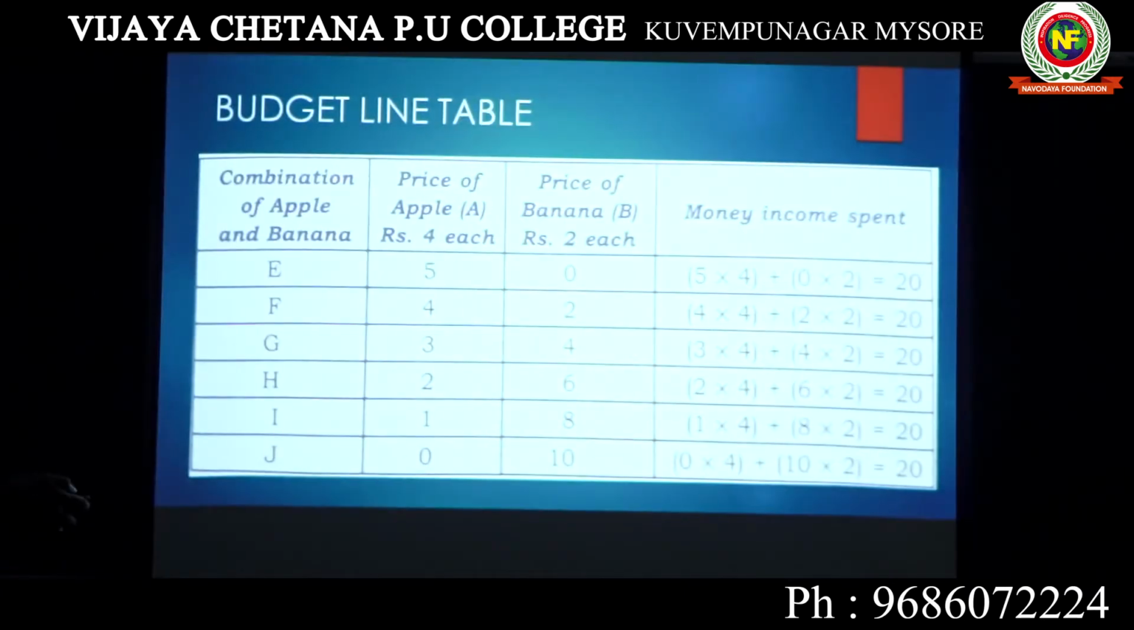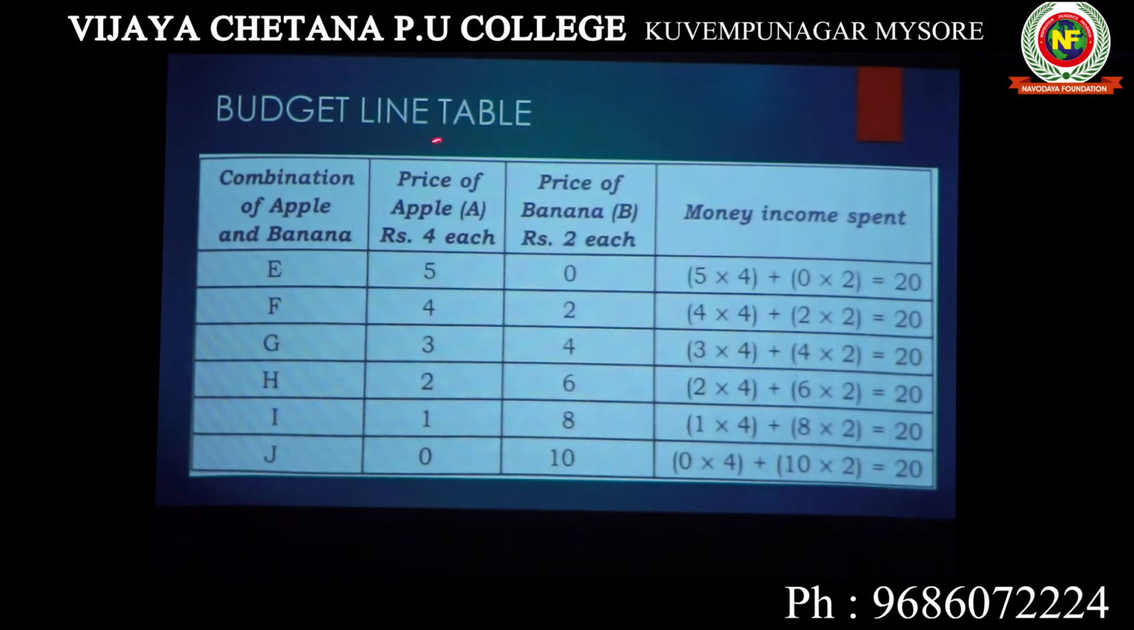Let us go to the diagram. See here, the budget line table is there. The budget line table tells that our consumer has an income of 20 rupees. He can purchase two goods, here one apple and another banana. Let us imagine apple is rupees 4 each and banana is rupees 2 each. So how much banana and apple can a consumer whose income is 20 purchase? These are the combinations of two goods, apple and banana.